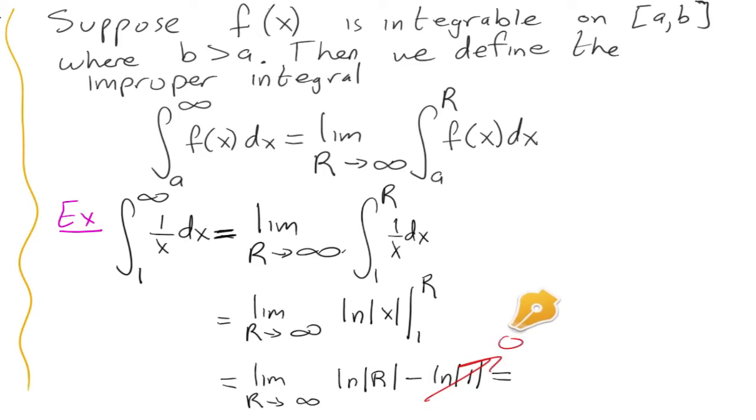Ln of 1 is 0. And then what's the limit as r goes to infinity? Where does the natural log of r go? It just keeps going, right? Yeah, to infinity. It's kind of slow, right? The natural log function looks like this, so it goes up to infinity pretty slowly, but it goes up to infinity. So this is equal to infinity. Natural log of 1 is just 0, but the natural log function goes to infinity, so that's equal to infinity. Does that make sense?